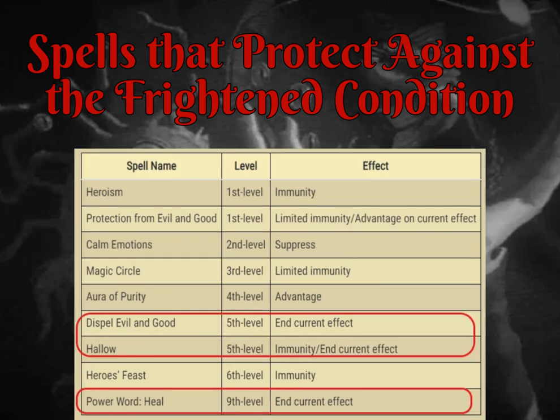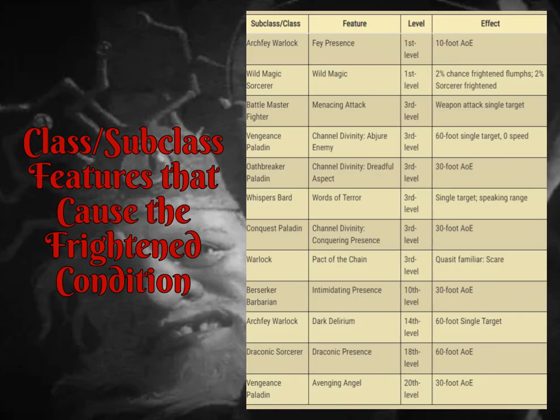The other common way to frighten your foes in 5e is with subclass features. 12 of the subclasses featured in D&D can cause the Frightened condition, ranging from 1st to 20th level. 3 paladin subclasses, 2 sorcerers, and 1 barbarian, bard, fighter, and warlock each can cause the Frightened condition. Any warlock of the Pact of the Chain with a quasit can also cause it.